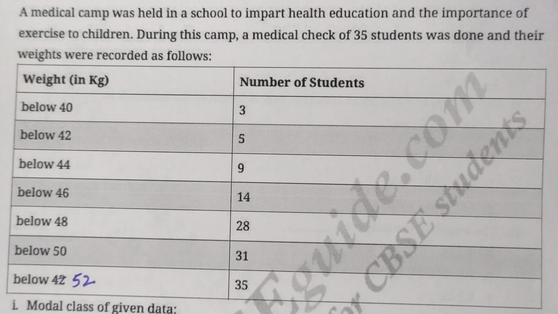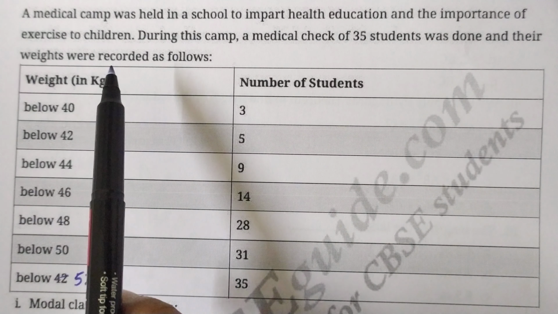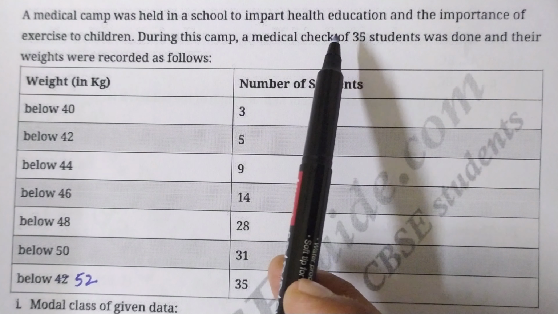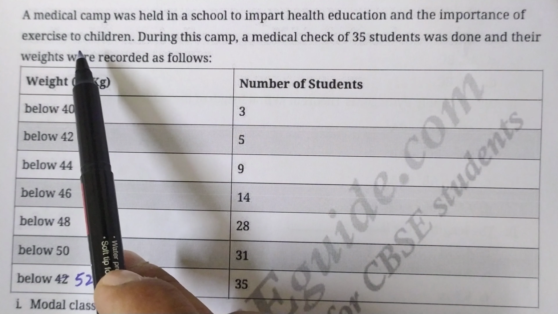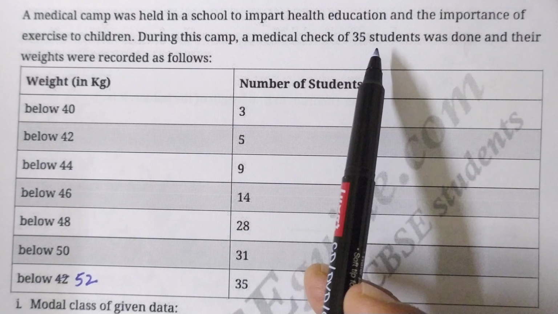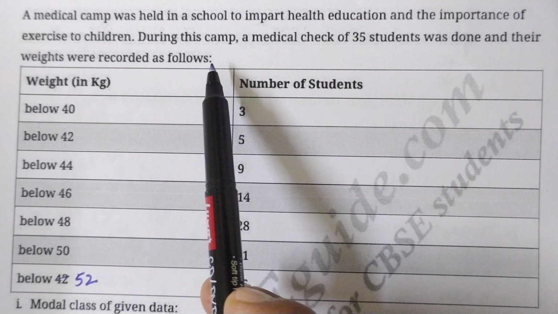In this video, we will discuss one case study based question, and this question is taken from class 10, chapter 14, statistics. So let's see what is in the question. A medical camp was held in a school to impart health education and the importance of exercise to children. During this camp, a medical check of 35 students was done, and their weights were recorded as follows.